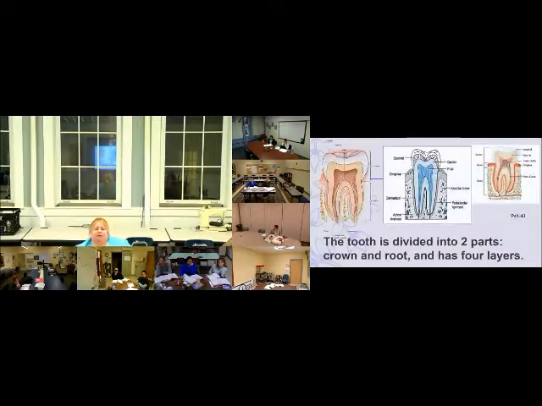So now let's get to the tooth. All right. The tooth is divided into two parts. It has a crown and a root. And it has 4 layers. Enamel is the outer layer that covers the crown. Dentin is the inside layer that is in both the crown and the root. Cementum is the layer that covers the root. And the dental pulp is the inside. We're going to get into this a little more here.